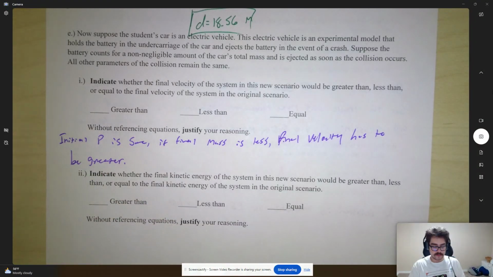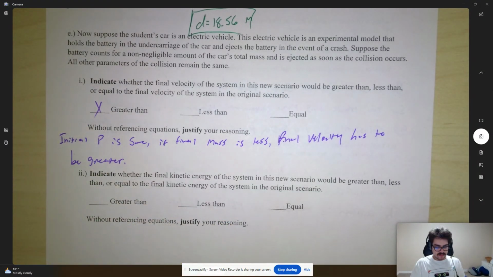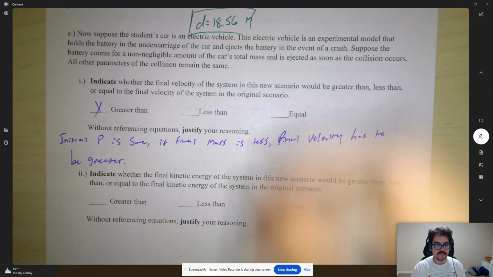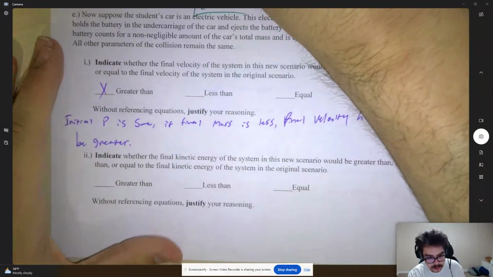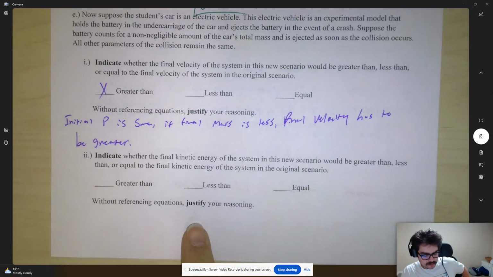Has to be. Conservation of momentum. So final velocity should be greater than. Is the final kinetic energy of the system in the new scenario going to be greater than, less than, or equal to the final kinetic energy of the system in the original scenario? Okay? It should be greater than as well, right? It should be greater than, because if the final speed increases, even though mass is decreasing, decrease in mass is going to outweigh an increase in speed.